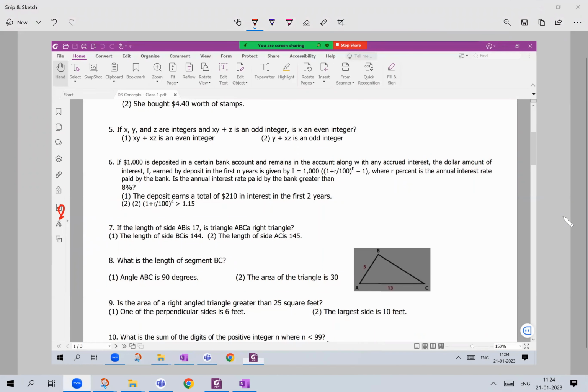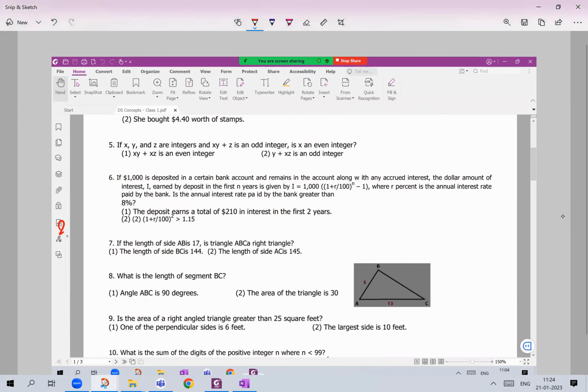Now see here, this deposit earns interest of 210. What is this 210? This I is given to you as 210, right? Agreed? Where in interest 2 years, what is 2 years? N is given as 2 years. Imagine now you know what is I, you know what is N. You have to take out the value of R. This should be done in 20 seconds.